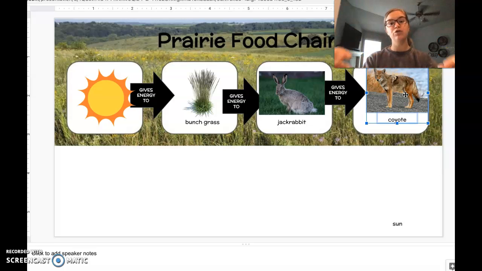When I'm looking at a food chain that's already made, the coyote eats the jackrabbit, the jackrabbit eats the grass, the grass eats the sun. Or it doesn't eat the sun, but it gets energy from the sun to make its own food. So that's how we read a food chain.